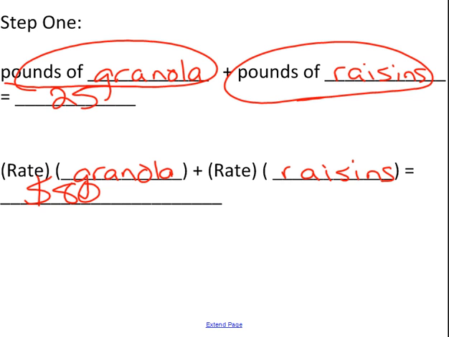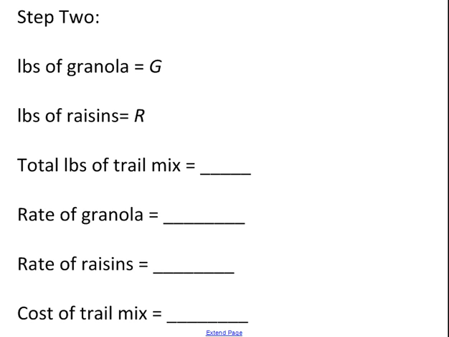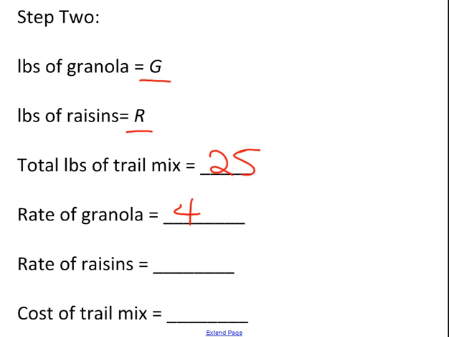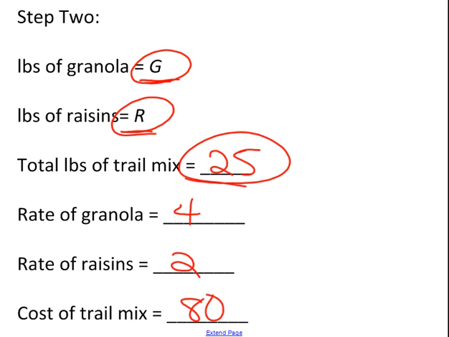All right, so this is the basis for the two equations that we're going to need. Let's call the granola G and the raisins R. We know there's 25 pounds of trail mix. The rate for the granola, I don't recall. Let's go back here. Rate for the granola was $4 per pound. And the rate for the raisins, I believe, was $2 per pound. And the total cost of the trail mix is $80. You're going to have two equations. One of the equations is always going to be amount plus amount is equal to total amount. So G plus R is equal to 25.